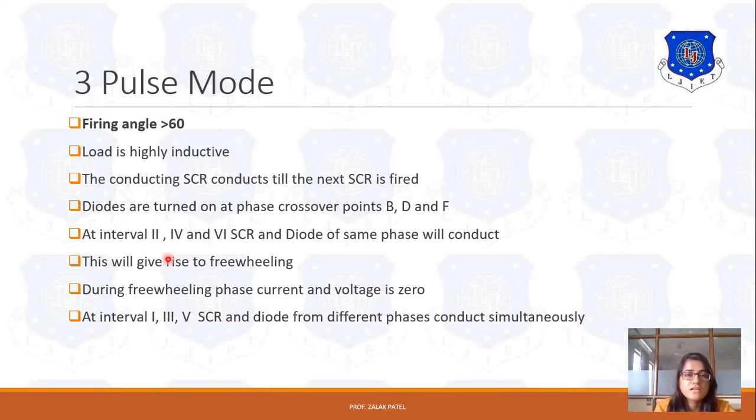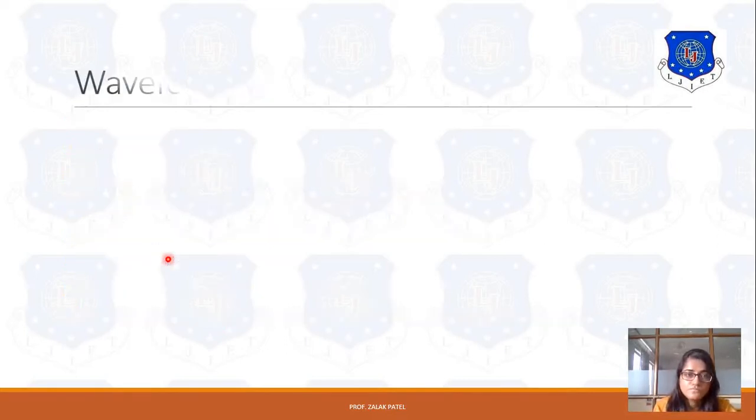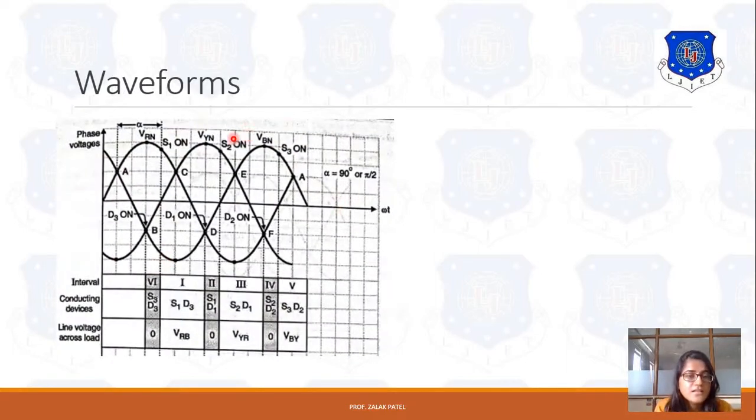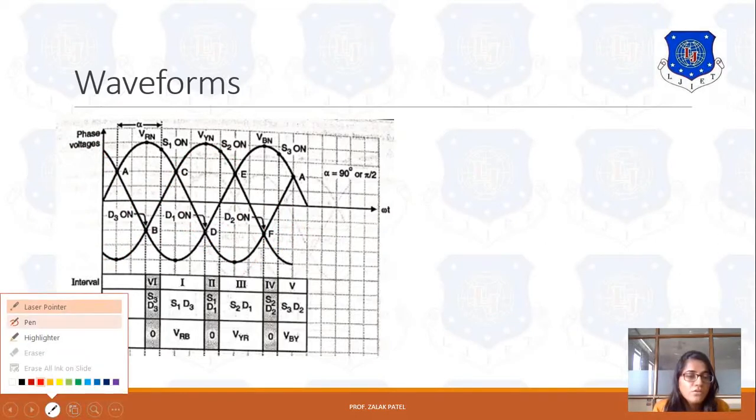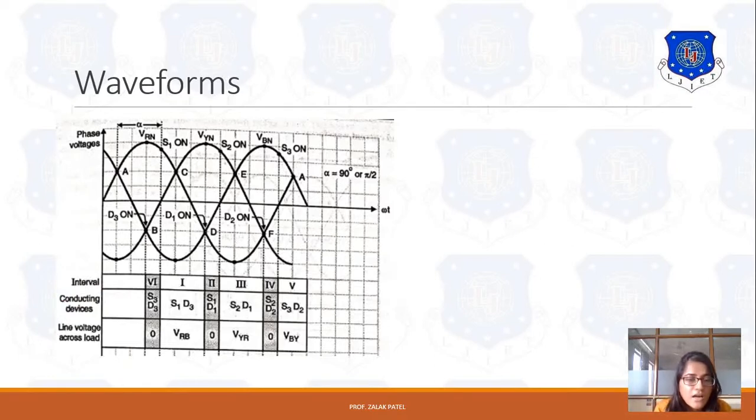Now based on this discussion, let's see the waveform. As we discussed, point B, point D and point F are called phase crossover points, because from those points the waveform changes. Now note that in intervals 2, 4 and 6, the diode and SCR of the same phase will start conducting. You can note this over here.